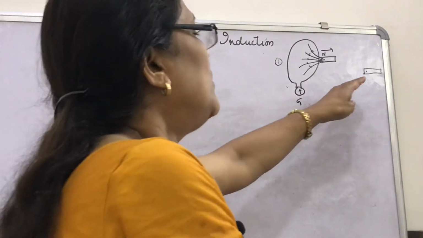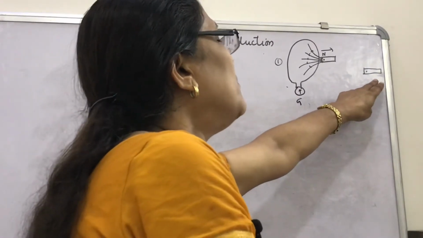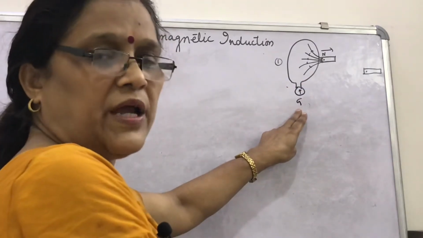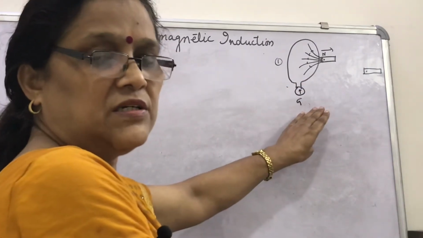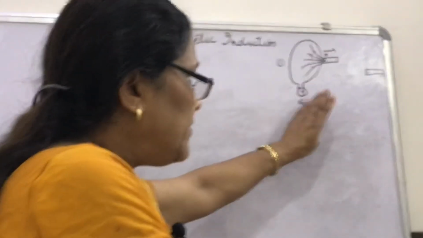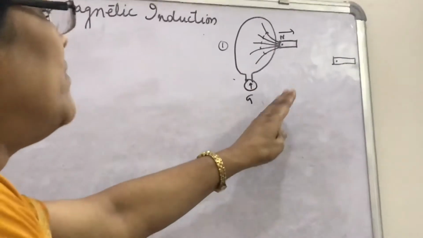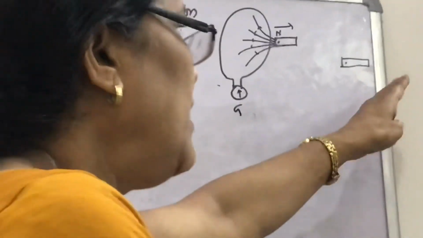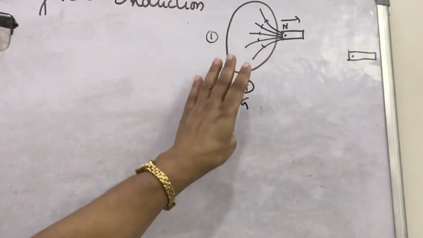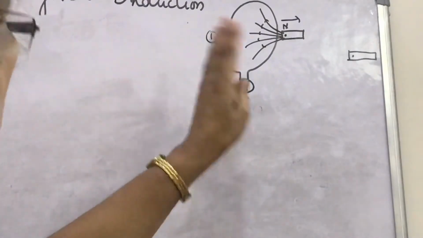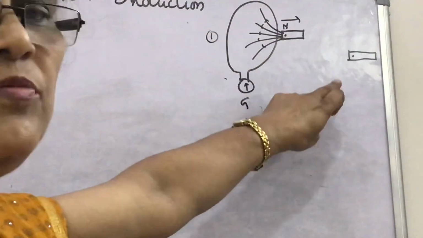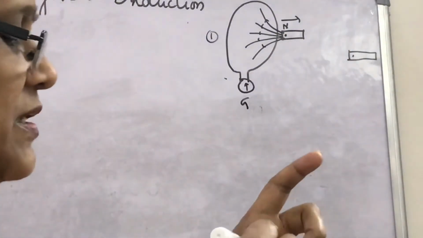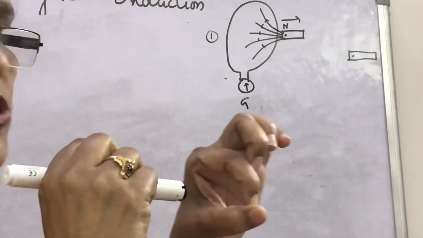Similarly, if the north pole is brought closer to the loop, again a deflection is shown by the galvanometer, but in the opposite direction. The same set of deflections is observed when, instead of the north pole, a south pole of the bar magnet is taken away or brought closer to the conducting loop, but the deflections are opposite to those observed in the case of the north pole.